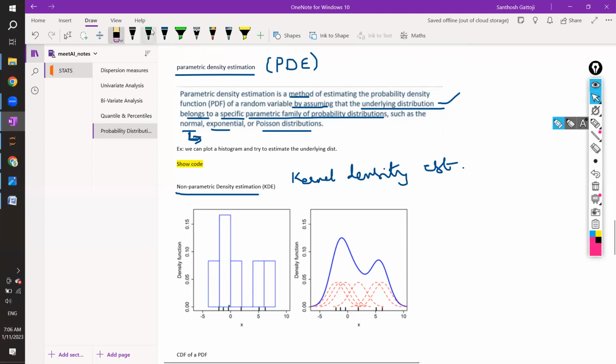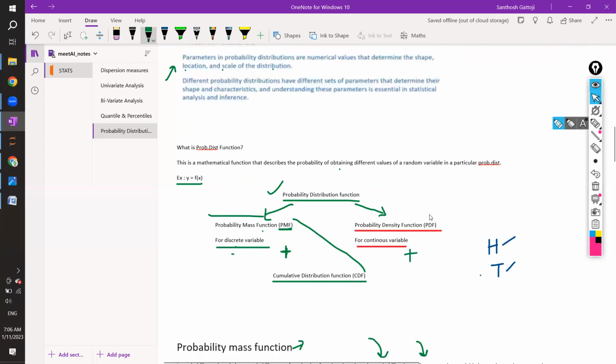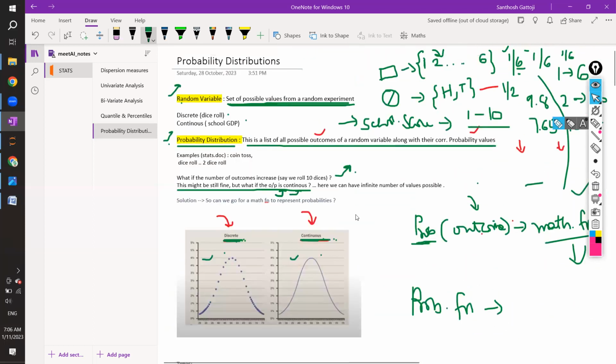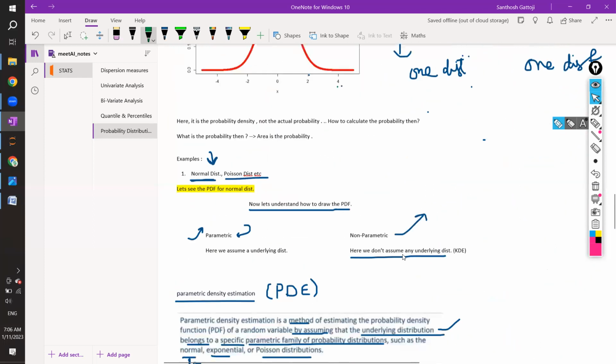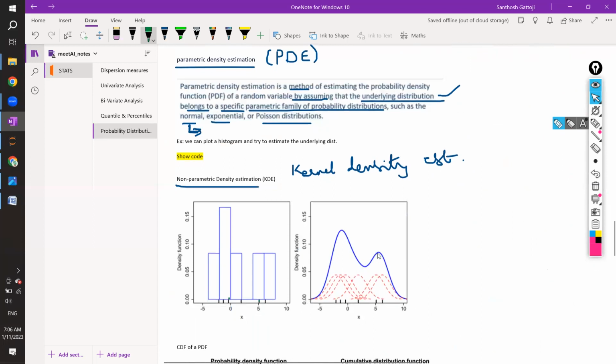Now we want to draw this graph, the blue color graph, but we did not have that graph. How do we get the probability density function, or probability density distribution, as a continuous variable's distribution is called? How do we draw this graph for this continuous variable when we cannot assume anything?